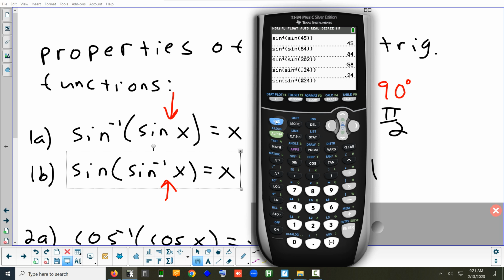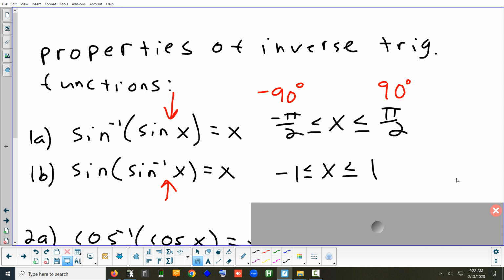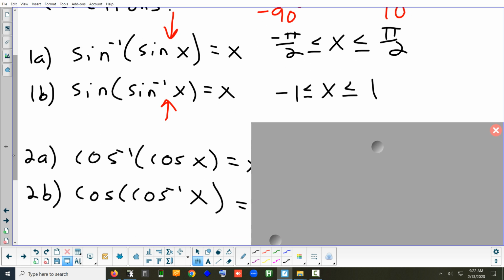Let's try something that's not between negative 1 and 1. Let's just make it 1.24. This time, you don't even get a different answer back than you started with. It just says that the number you tried to type in is not in the domain. You can't even do it. Okay? So this formula will only work between negative 1 and 1. I'm not going to keep typing them in on the calculator, but it's the same idea for cosines and for tangents.